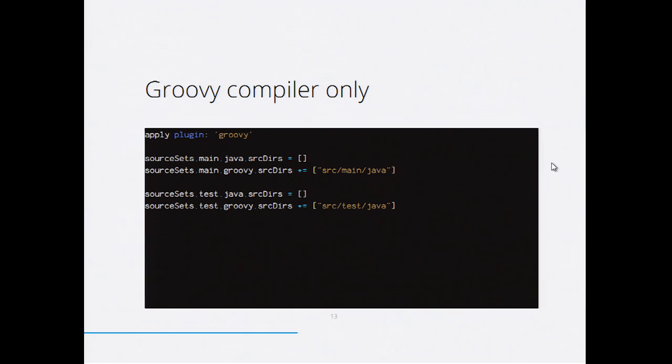Another example which was important for us: we only wanted to use the Groovy compiler and disable the Java compiler. And this is how we managed it. We emptied the Java source dirs, which are read by the Java compiler, and added them to the Groovy source dirs. So the Groovy compiler picked up the Groovy as well as the Java source files.